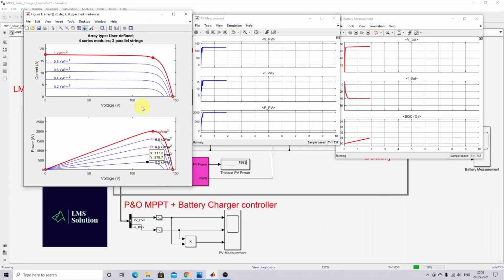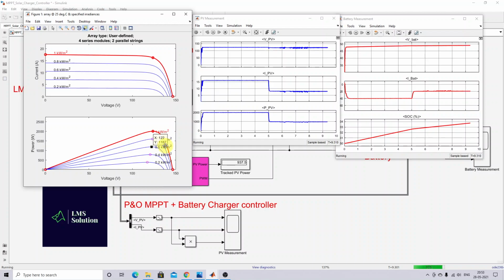Initially it is 1000 watts per meter square irradiation. So here you can see that the maximum tracked power is around 2000 watts, because already you know that for 1000 watts per meter square the maximum power is around 2002 watts, right? After 5 seconds, the irradiation is changed to 500 watts per meter square, right? For 600 it is around 1187, okay? So here you can see that 1187, right?